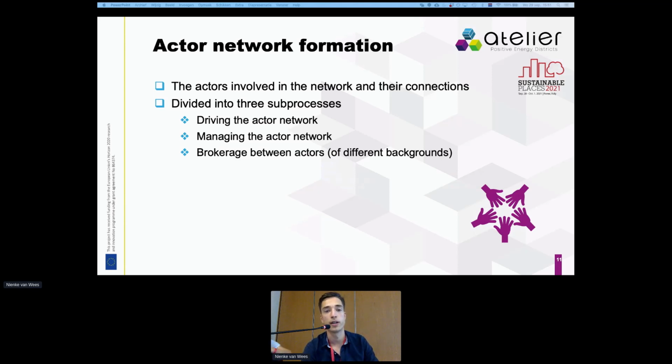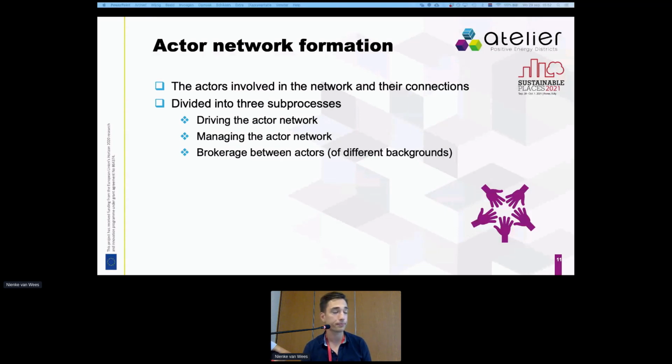Or on the other hand, are there some actors which are partly or mostly doing the same? But you can also think of the characteristics of the actors involved in your network. So, for example, what is the size of the actors? Are there a lot of really large actors involved in your project or smaller ones? What kind of disciplines are they from? What is their role, etc.?